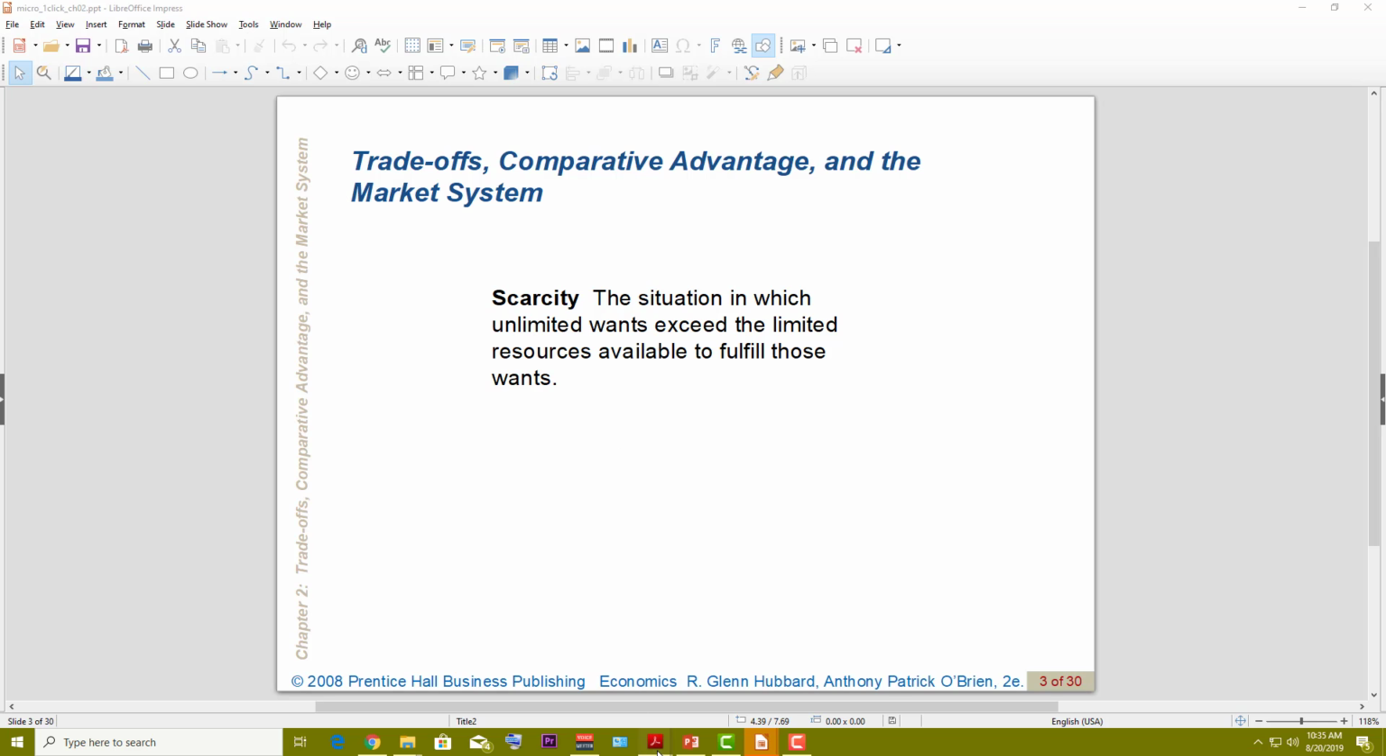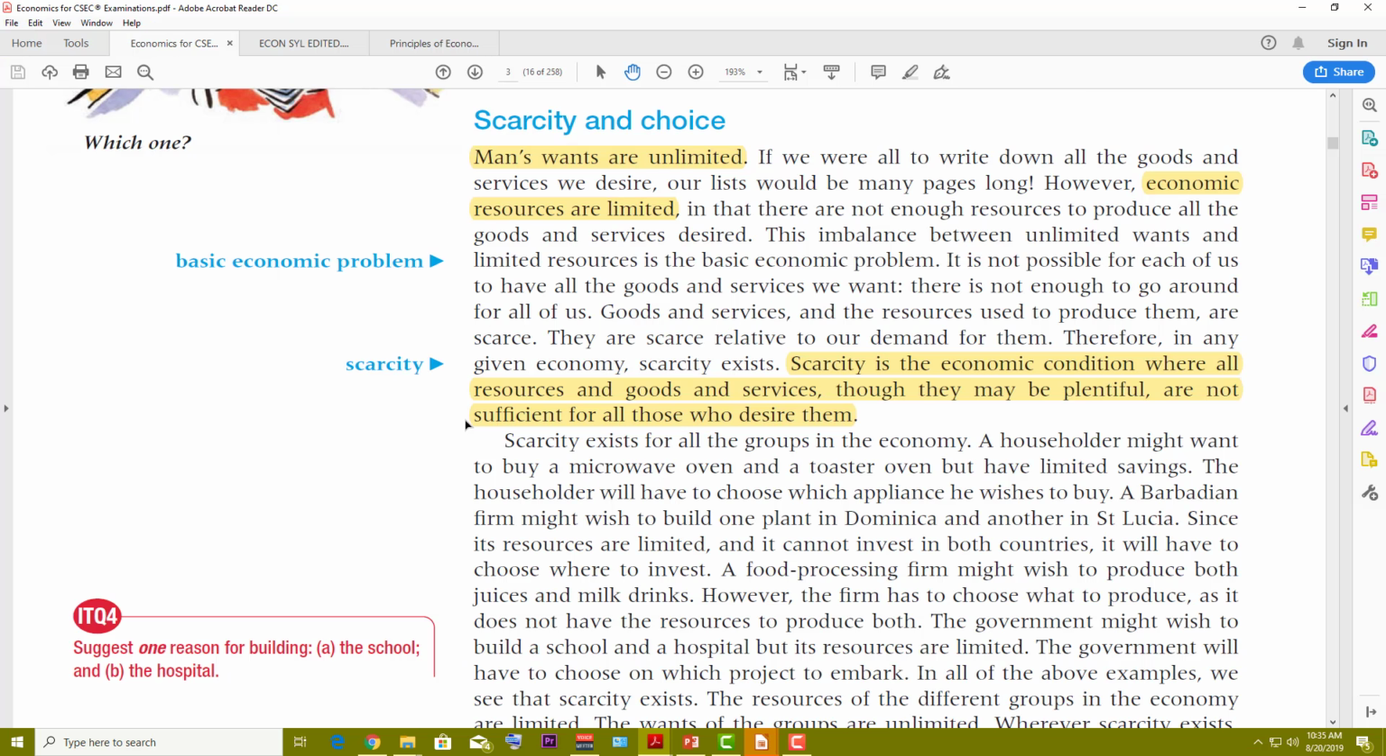Scarcity. Now let's look at the textbook and what they say about scarcity. So this textbook says scarcity is the economic condition where all resources and goods and services, though they may be plentiful, as I said before, we want everything. They might be plentiful, but are not sufficient for those who desire them. Alright? So all our resources might be plentiful, but they are not unlimited. So that's how we get scarcity, because we have unlimited wants but limited resources. That's how scarcity arises.